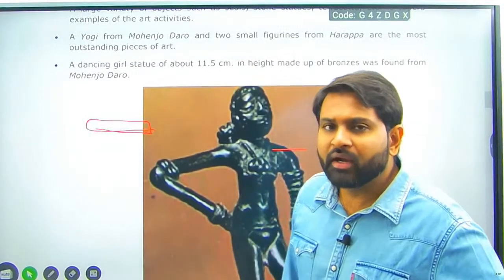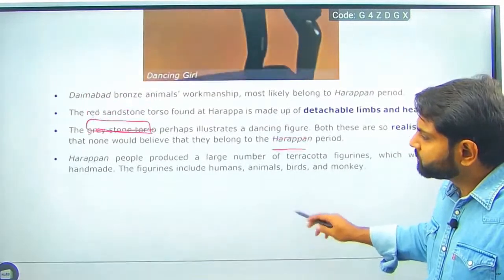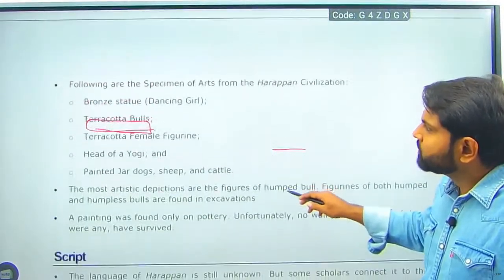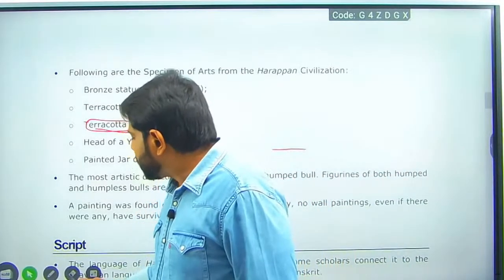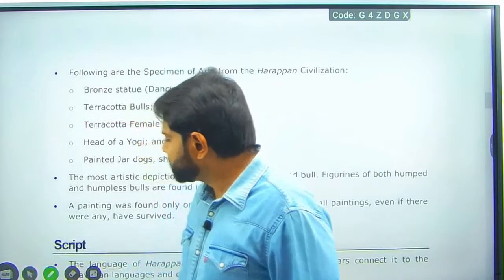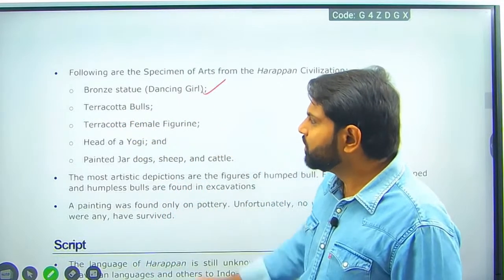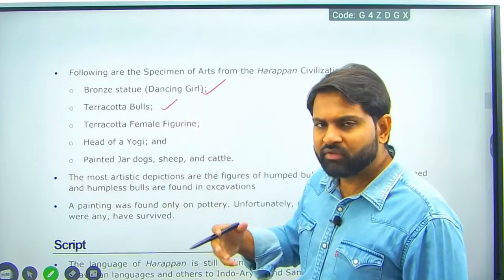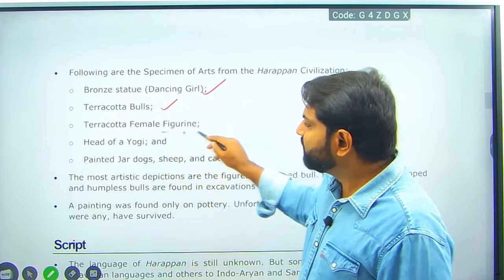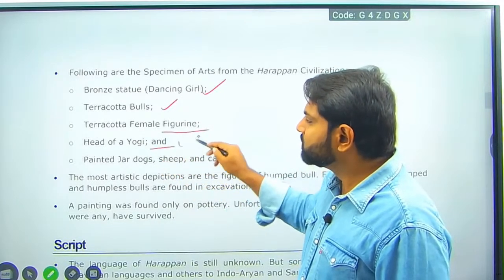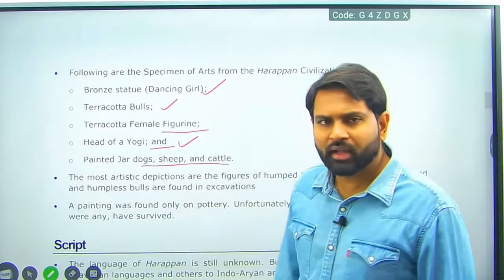A bearded man, you can also look for a bearded man. So different art like bronze statues, dancing girl. So what we are trying to see is example with diversity. One bronze statue which is a dancing girl from Mohenjo-daro, terracotta bulls which were made of burnt clay, burnt brick, terracotta female figurine, head of a yogi, painted jar, dogs, sheep and cattle.